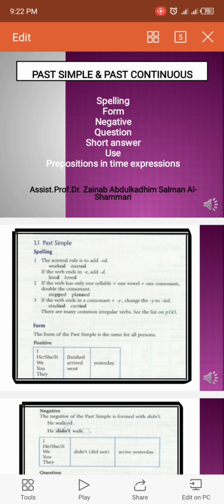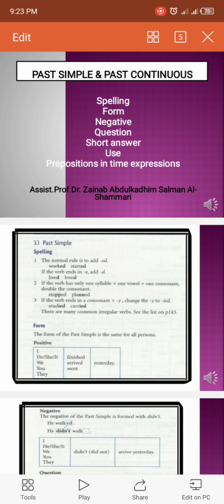My lecture consists of two parts. In the first part, I will talk about past simple and past continuous, which includes spelling, form, negative, question, short answer, use, prepositions, and time expressions. Past simple.